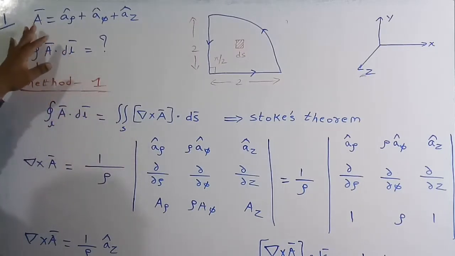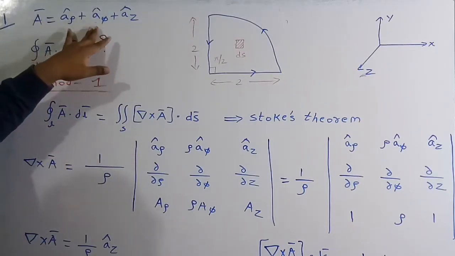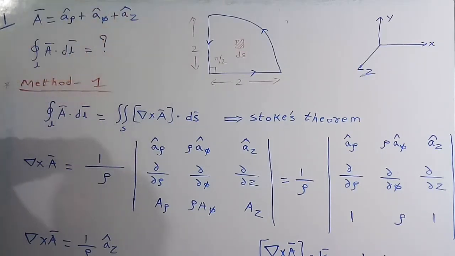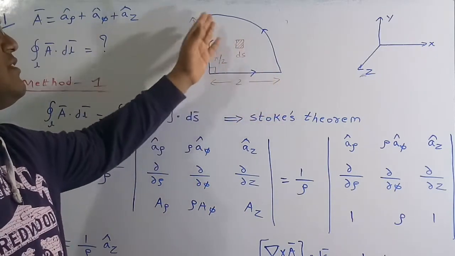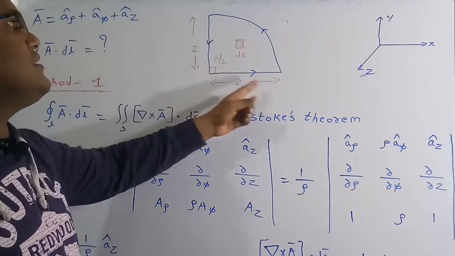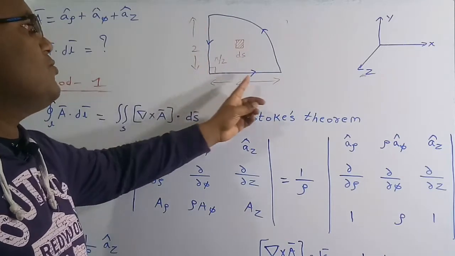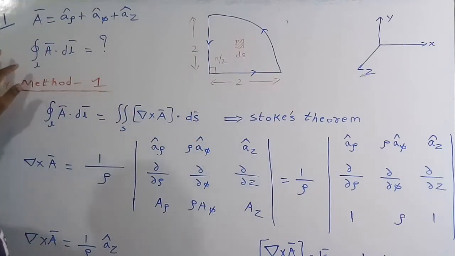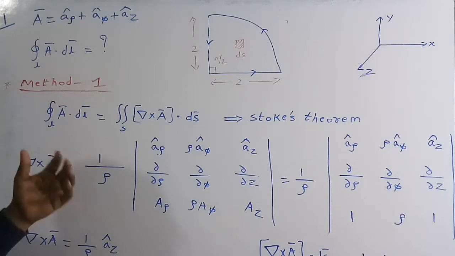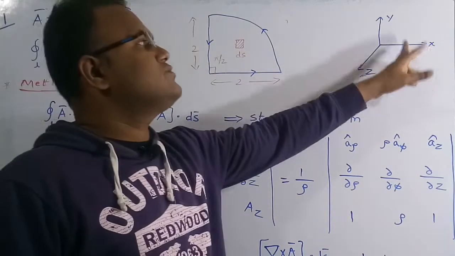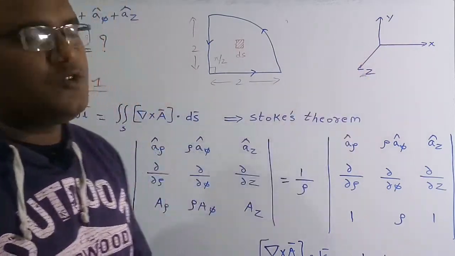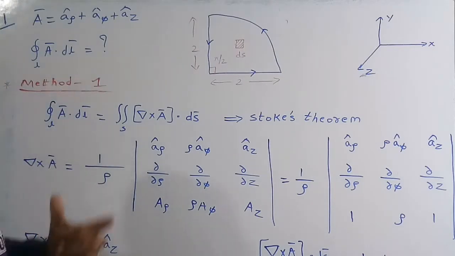In this question they have given A bar is equal to a rho cap plus a phi cap plus a z cap. And here they have also given a contour, which is a closed contour. They are going to travel this path along the closed contour, and we need to figure out the closed line integral of A bar dot dL bar. This is basically the x-axis, y-axis and z-axis. Now I am going to solve this question in two methods.